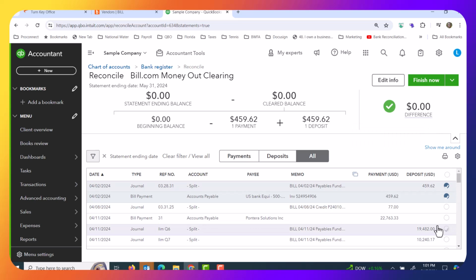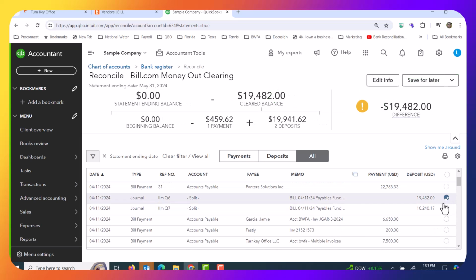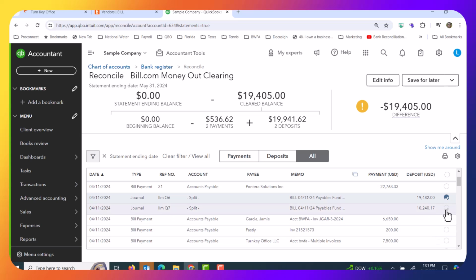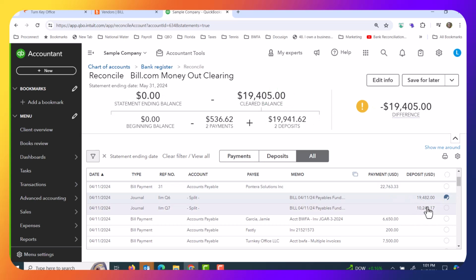So here we have a funding event of $19,000. We're going to try and match that up to various bills. Generally, they're going to be on the same day. So we'll match this up to $77. Let's try this one, although I can tell already that that's going to be too much. So let's leave that one unchecked.